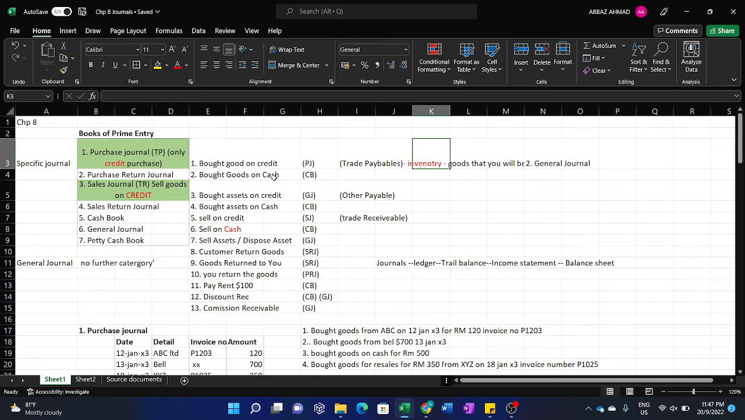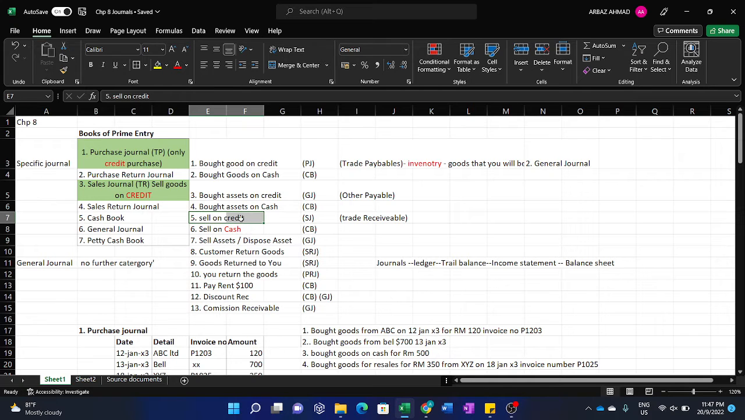If it's on cash it goes in cash book. It does not matter if you buy goods for resale or if it's a non-current asset, if it's on cash it goes in cash book. But if we buy non-current asset on credit then it goes in journal. And if we buy asset on cash, again it goes in cash book, because as I said, if you see the word cash directly you should know that it's cash book.